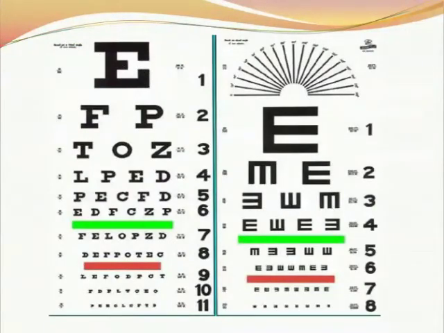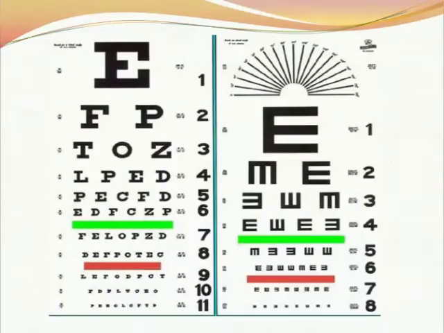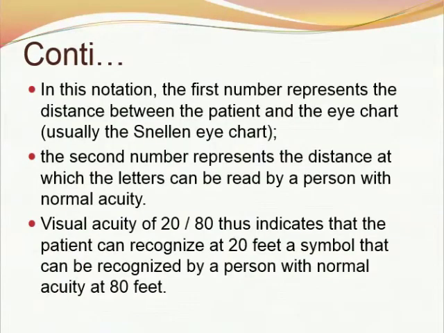The diagram is showing the Snellen chart. On the right, or B part, is the Snellen chart for illiterate people, and on the A part is the Snellen chart for literate people.